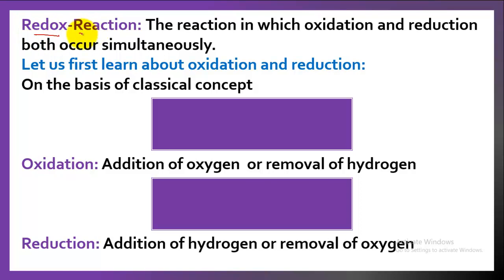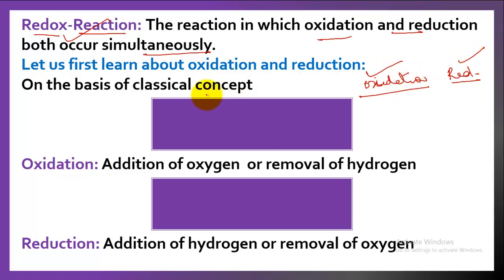The other type of reaction is a redox reaction. A redox reaction is actually a reaction in which oxidation and reduction both occur simultaneously. So now let's see what oxidation and reduction actually are, because to understand the redox reaction we should be clear about oxidation and reduction. So we have oxidation and we have reduction, two different concepts. In order to explain oxidation and reduction, let's learn the classical concept first.